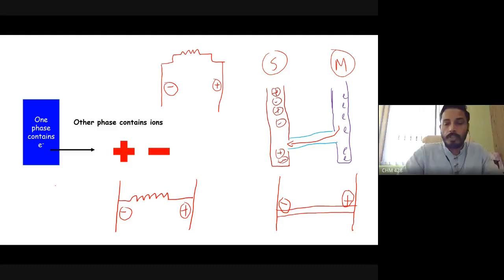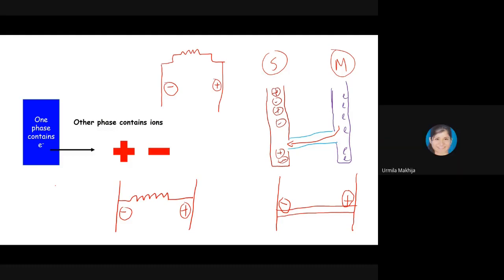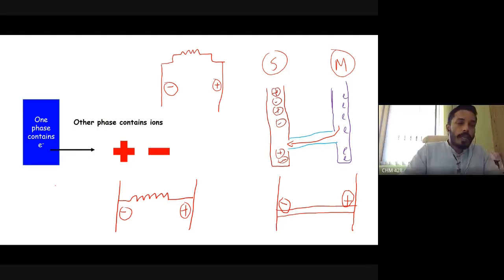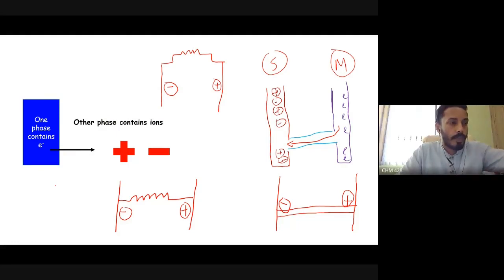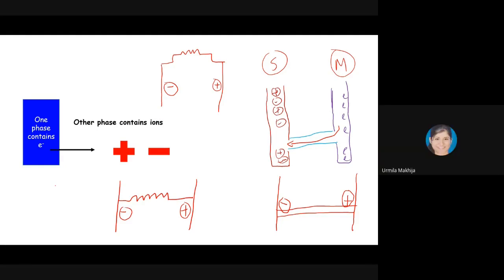Who is asking this question? I can't see the people. Hello? This is Urmila. Okay. Have you taken the electrochemistry course earlier? No. Okay. So you should have taken it. That is why you have this confusion. Anyway, but is it clear now, at least for the time being, why there has to be a resistor? Okay.